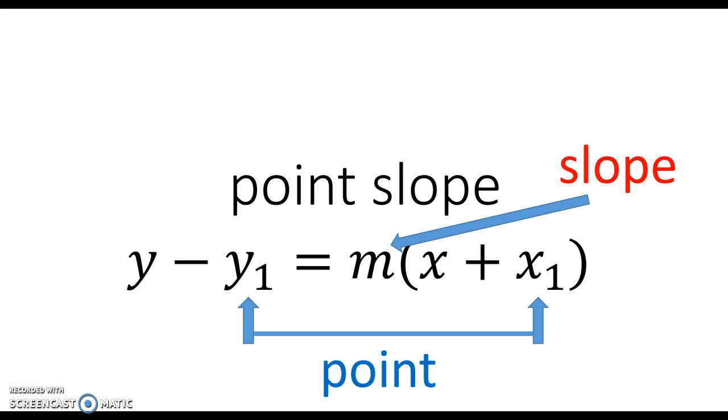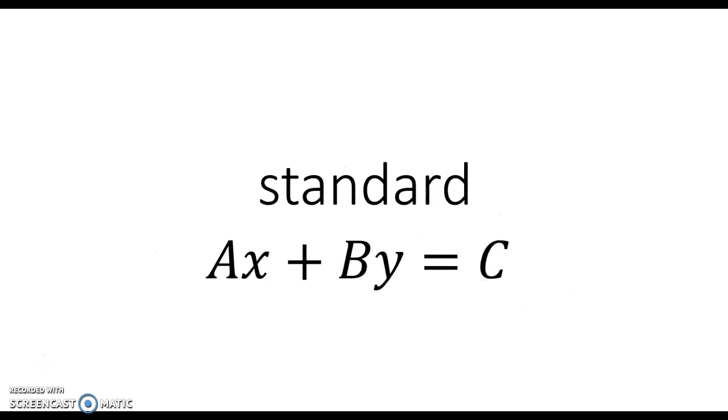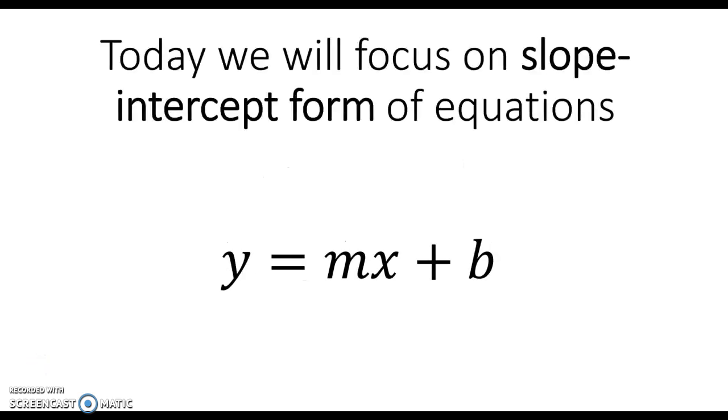And finally, the third way is standard form. All right? In standard form, they don't give you any information. They don't tell you what the slope is. They don't tell you what the intercept is. They don't even tell you what a point is. Standard form just puts the x and the y on the same side of the equation and makes it equal to some number. And again, we will get more into this when we talk about it later in the week. But today, we want to focus on the slope-intercept form.